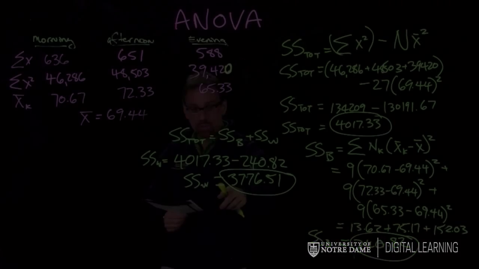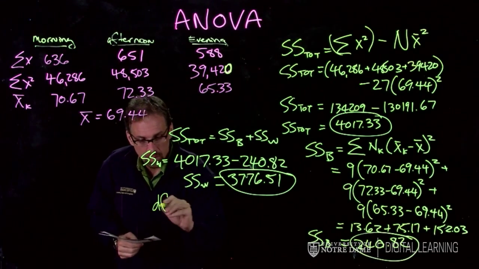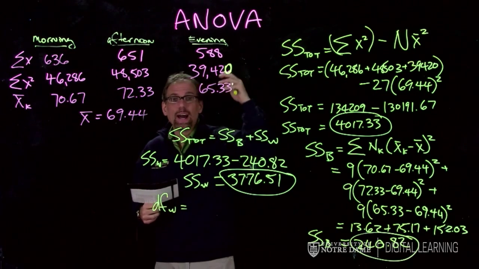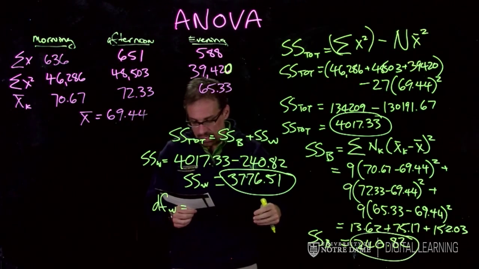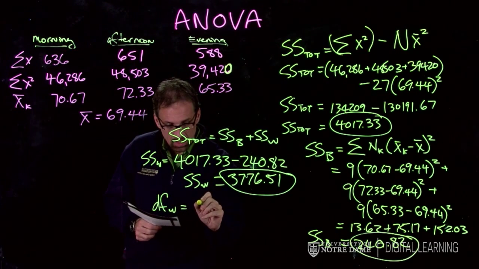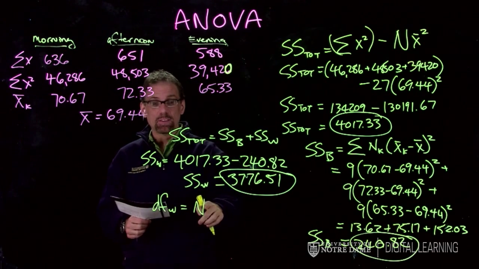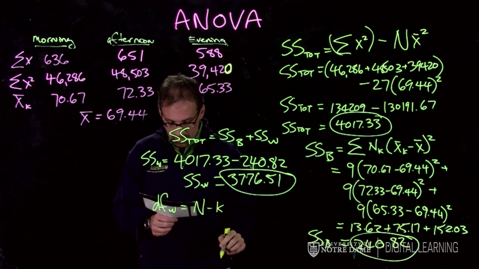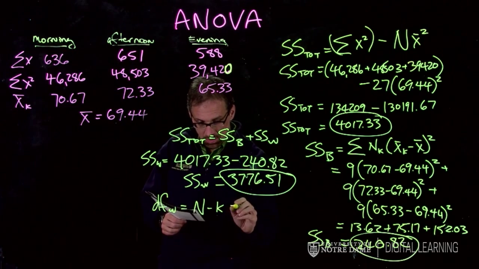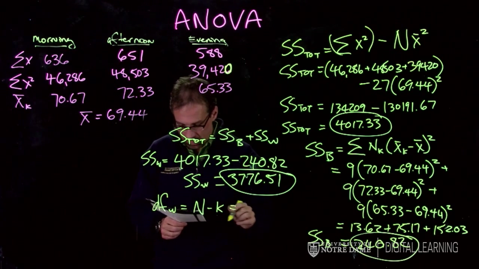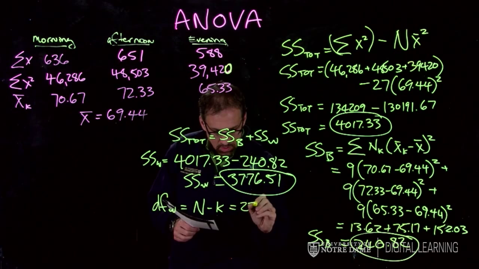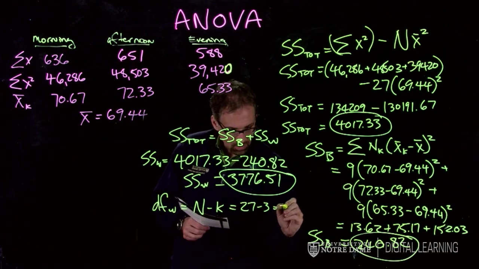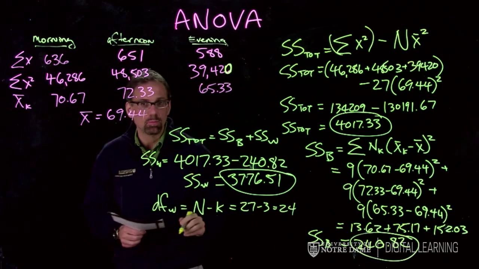Do you remember that? What's the degrees of freedom within? Well, that has to do with how many I have in the group, right? The way I calculate that is the total n, then I'm going to subtract out the number of groups I have, and that's going to give me the degrees of freedom for the within. In this case, there's 27 altogether, and there are 3 groups, so that means 24 is my degrees of freedom within.